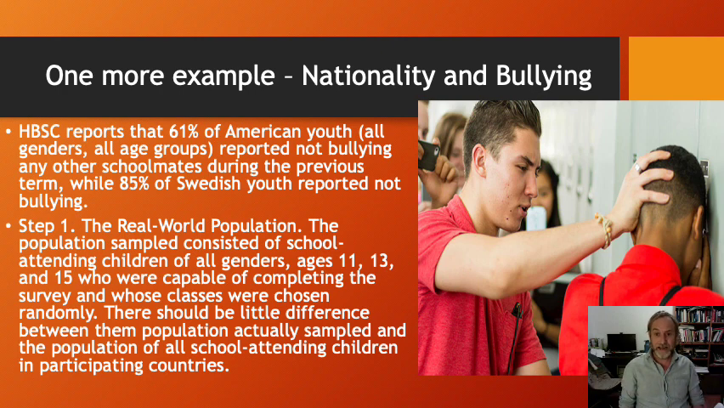And you can add all the details, right? Well, the ones who were capable of completing the survey, whose classes were chosen randomly. So you can say here that there probably should be little difference, not too much difference, between the population actually sampled and the population of all school-attending children, right? If you want to put in more detail about the folks who might be left out, you can put that in the random sampling section as well.